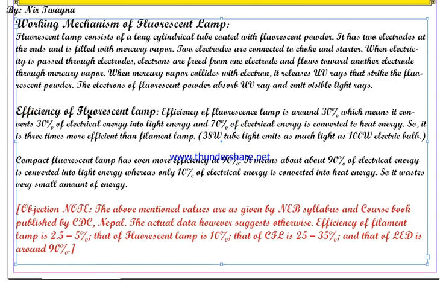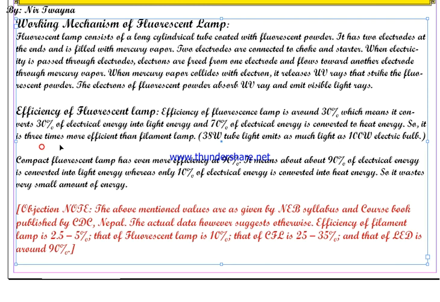Okay, now efficiency of fluorescent lamp. Efficiency of fluorescent lamp is around 30% according to your textbook. Okay, according to the syllabus prescribed by Central Curriculum Development Center. Okay, CDC, Curriculum Development Center. Okay, it is 30%, which means it converts 30% of electrical energy into light energy, and 70% of electrical energy is converted to heat energy.